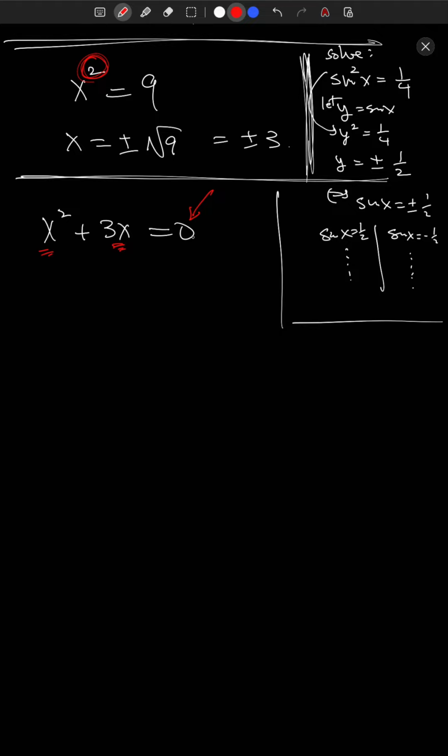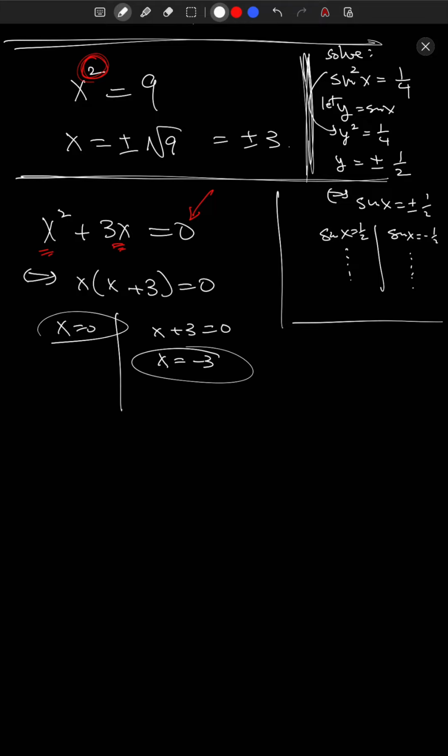Once everything is on one side, if they didn't start out on one side, we see that we have x squared here and we have x here, so we can pull out an x. So this is equivalent to x times x plus 3 equals 0. That means we split the problem: x equals 0, x plus 3 equals 0. The one on the left is already done. The one on the right tells me x equals minus 3. So I have two solutions like that.